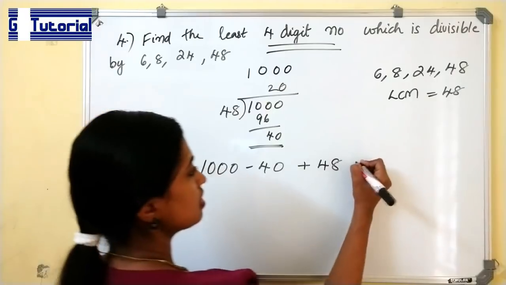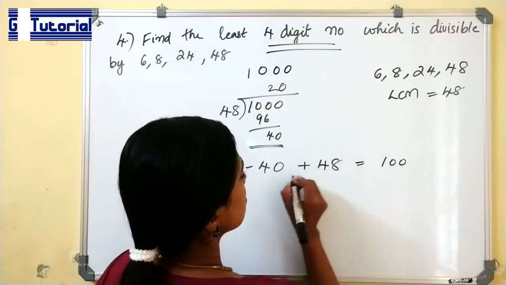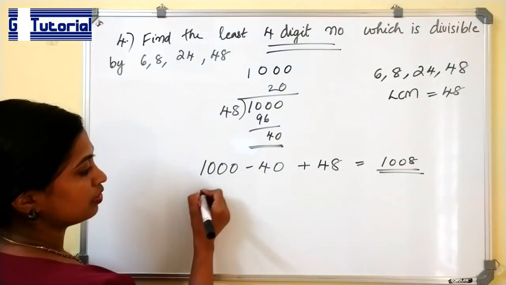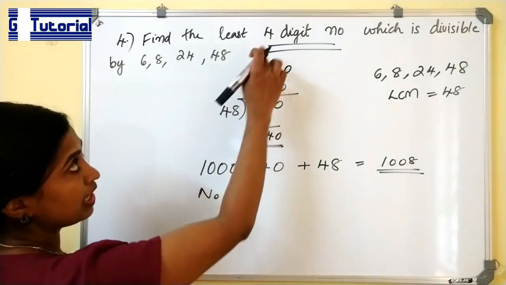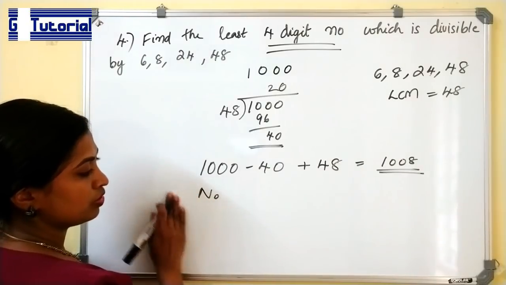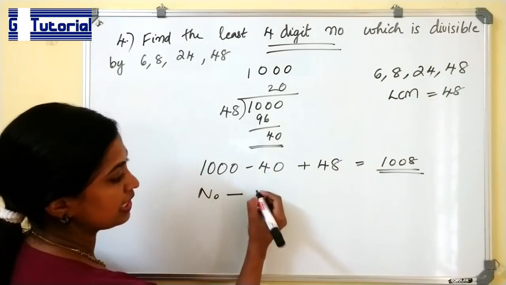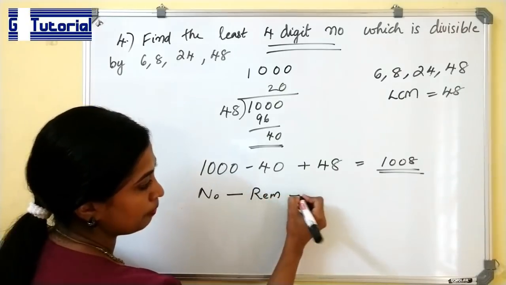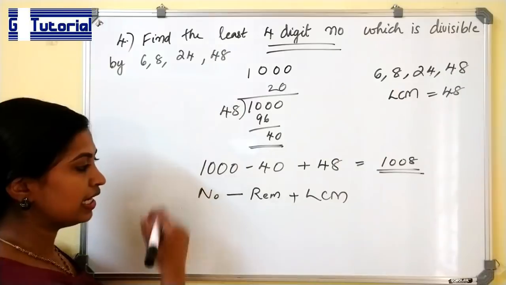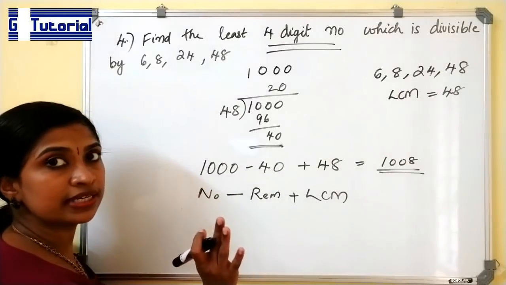So the answer is 1008. That is, we have to find the number. If you are asked for a 4 digit number, the least 4 digit number, the number minus remainder plus LCM gives the answer in this case. In the earlier case, number minus LCM gives the correct answer.